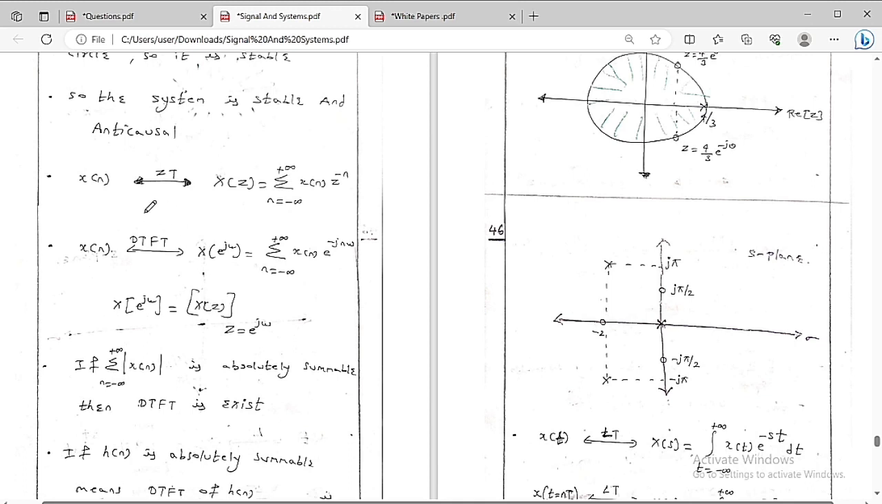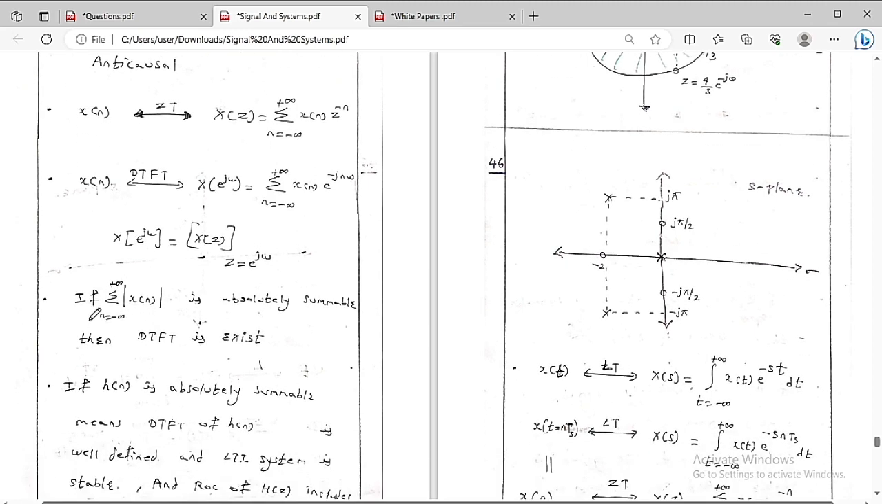So let me give you some more concepts. For x of n, what is the Z transform formula? X of z is equal to sigma n equals minus infinity to infinity x of n into z to the power of minus n. So what is the discrete-time Fourier transform of x of n? Here z is represented by e to the power of j omega. That's it. X of e to the power of j omega, and some books write it as X of omega also. It is sigma n equals minus infinity to infinity x of n into e to the power of minus j n omega. Only when z is represented by e to the power of j omega do we get the discrete-time Fourier transform.